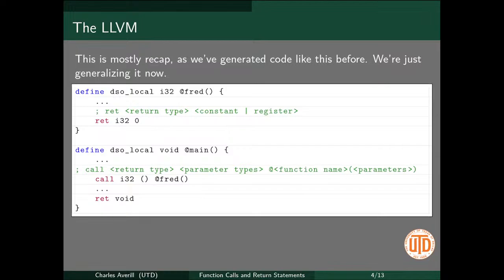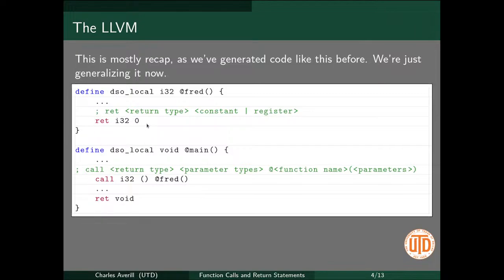So let's cover the LLVM. This is mostly a recap. We've generated code like this, all of it before, but now we're just generalizing it. So we've got our defined statements. We give it a return type, we give it a name. The @ symbol means that it's a global identifier. We've got the same thing for main here.